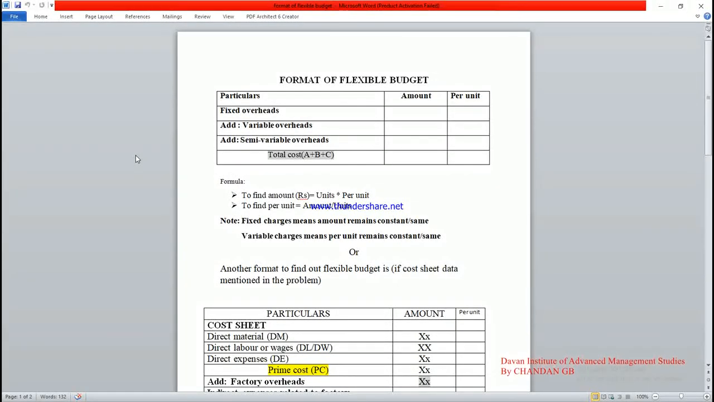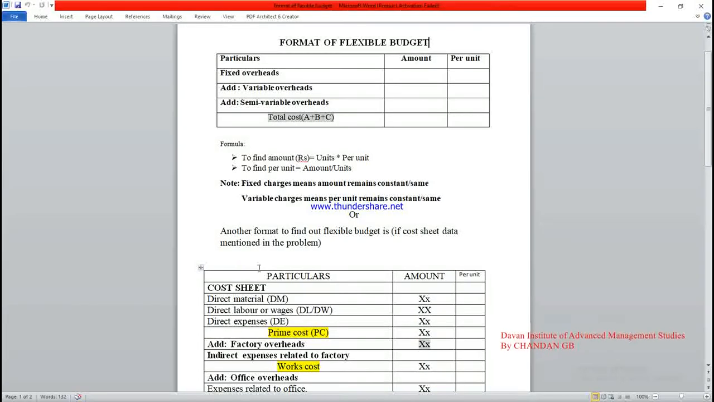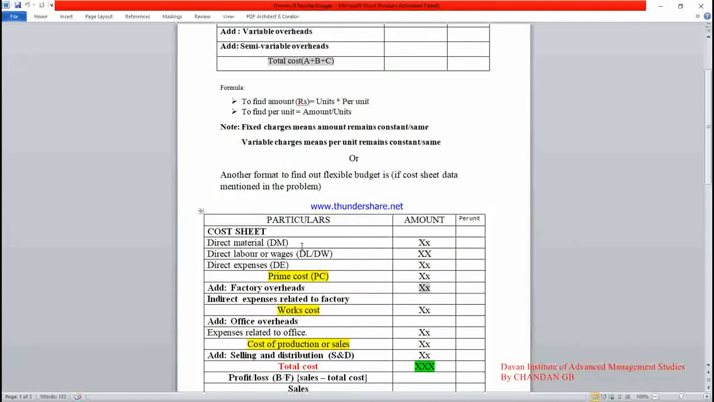The second format of flexible budget is the cost sheet data. The other format to find out flexible budget is the cost sheet data mentioned in the problem. If they mention it in the problem, you have to prepare the cost sheet data. The cost sheet data belongs to direct material, direct labor, and direct expenses. After adding all the DM, DL and DE, you will get the prime cost.